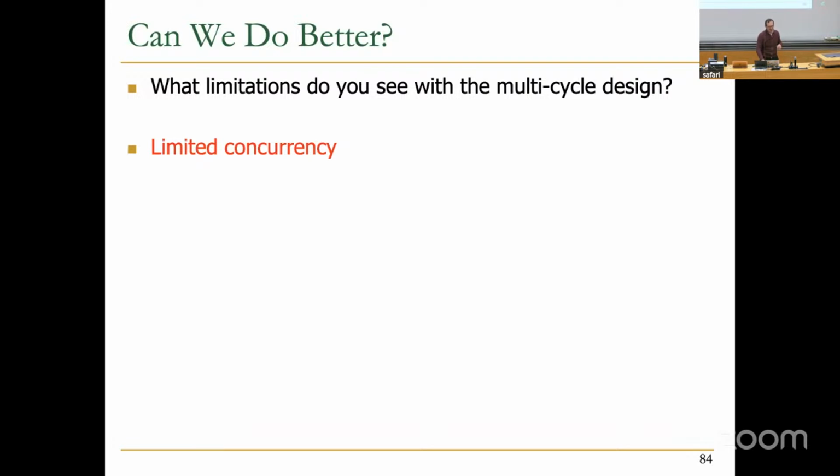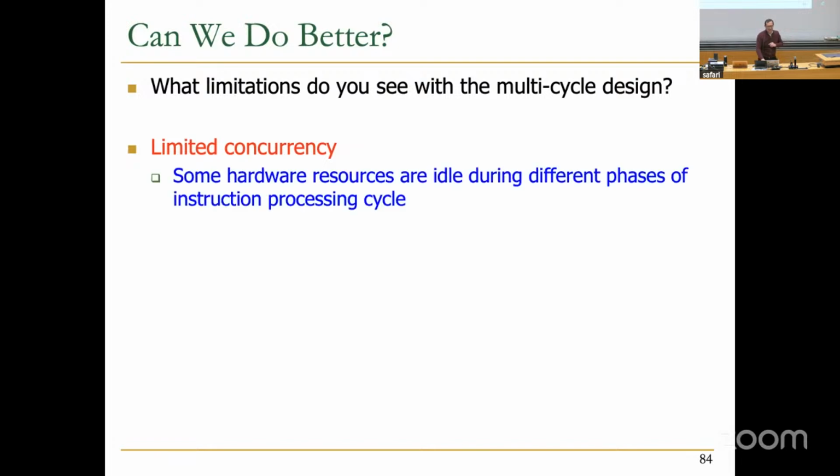But limited concurrency is something we can fix by adding more hardware. If you have carefully followed what we have done, we added hardware resources. They're less than in a single-cycle machine, but we're not using those hardware resources all the time. Some hardware resources are idle during different phases of the instruction processing cycle. Depending on which state you're in in that finite state machine, you're using only a small fraction of the resources. It could be a very small fraction, actually.